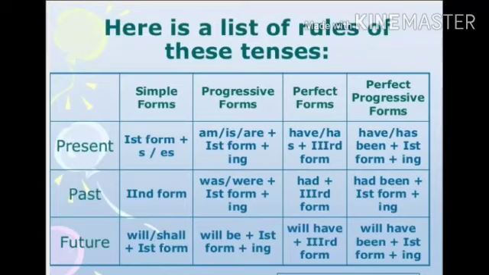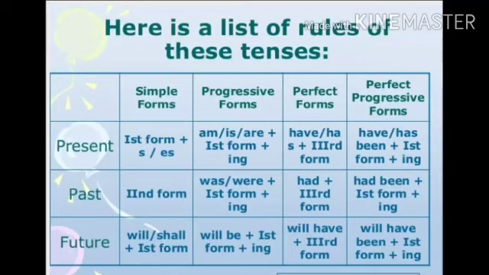In the past tense, we use second form of the verb. Afterwards, past continuous, we use was or were as a helping verb and first form of the verb plus ing. Now come to the past perfect tense. We use had plus third form of the verb. In the past perfect continuous tense, had been is the helping verb and used with first form of the verb plus ing. Come to the future tense.